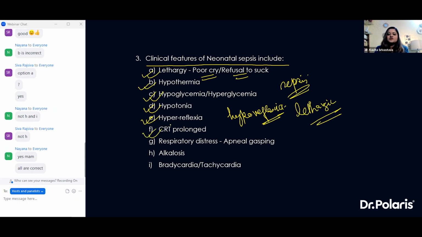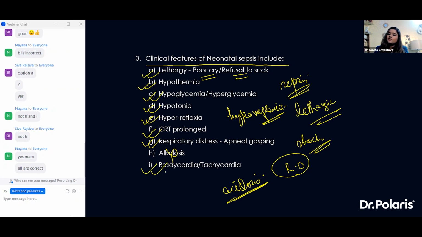Prolonged CRT, so capillary refill time. Capillary refill time will be prolonged because sepsis can result in onset of shock as well. So that will result in prolonged capillary refill time. Respiratory distress or apneic gasping. Definitely, if there is sepsis or infection in the baby, there can be onset of pneumonia resulting in respiratory distress. Alkalosis is not right. What happens instead of this? There is going to be acidosis. So whenever there is neonatal sepsis, the baby will have acidosis, not alkalosis.